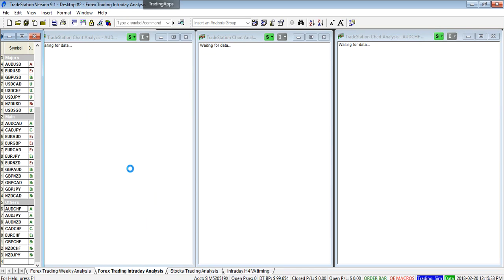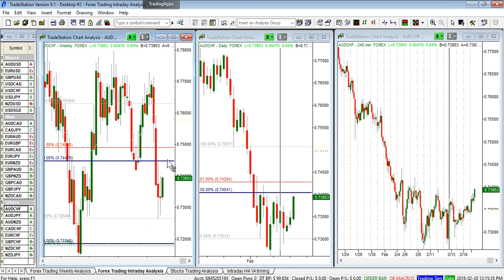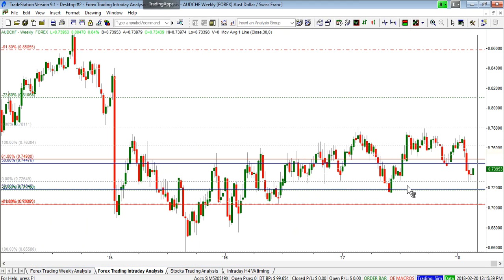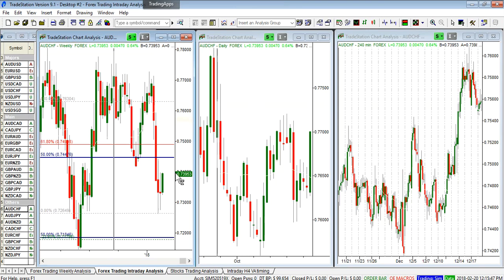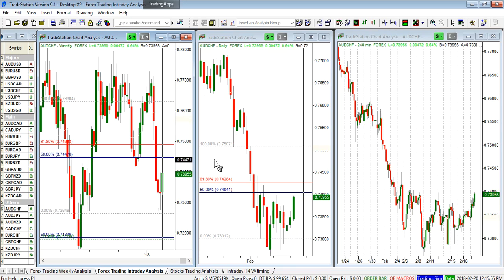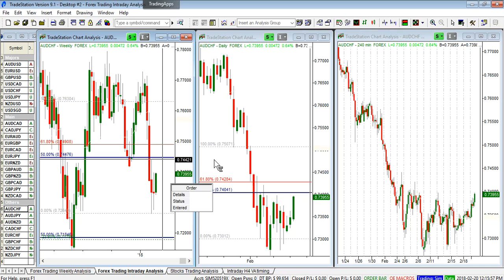Australian dollar Swiss franc, this market is also correcting. You remember that we are still looking for a retest of 74.84, and this market might be just preparing for that. So this could be a reversal here into the next extension short on the weekly, 74.46.